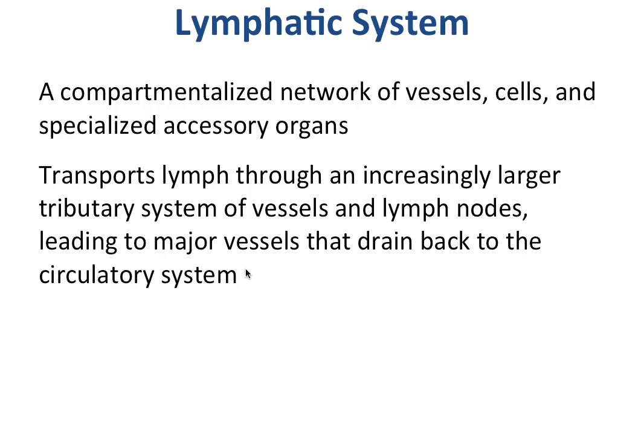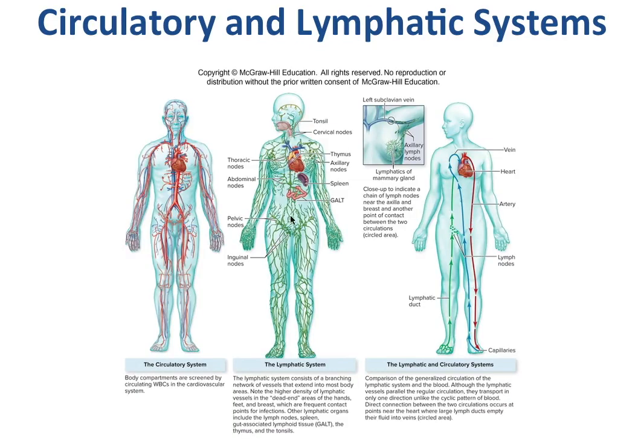Next is the lymphatic system. The lymphatic system includes lymphatic organs, lymphatic vessels, and lymphatic cells. The lymphatic vessels transport the lymph through the lymph nodes, and eventually it is drained back to the circulatory system, such as the vein. Drained back to the vein. So this is the lymphatic system.